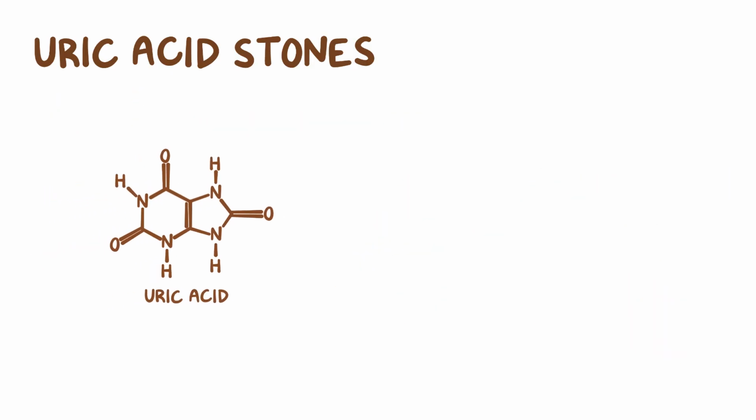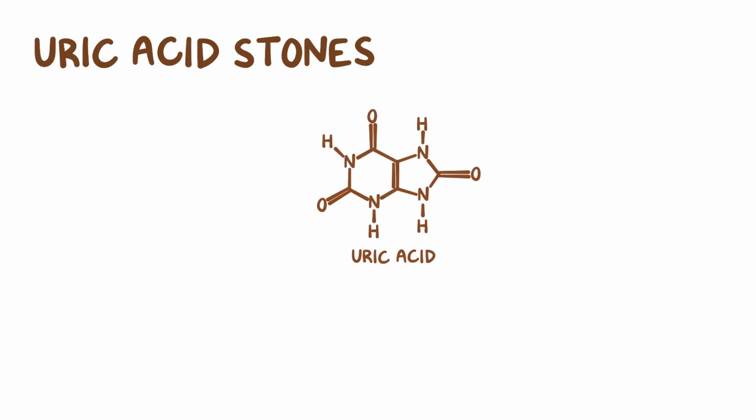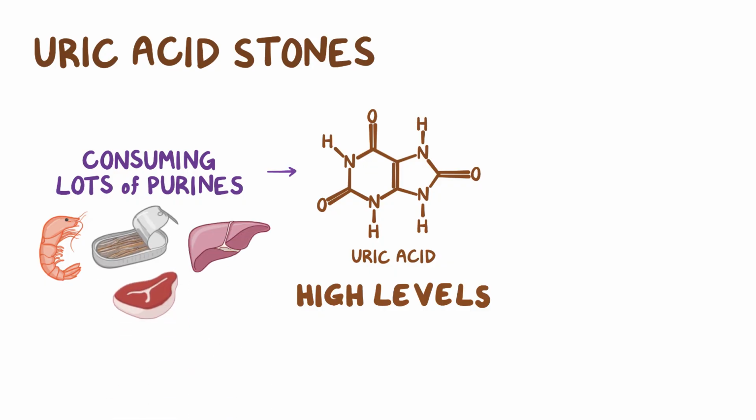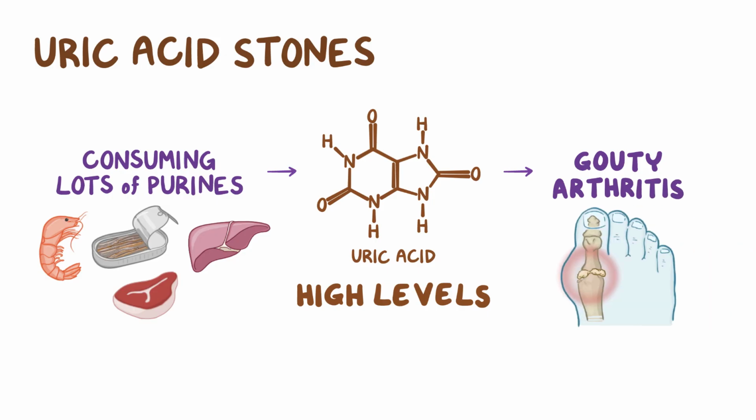Since uric acid is a breakdown product of purines, a very common reason for high levels of uric acid is consuming lots of purines. Purine-rich foods include shellfish, anchovies, red meat, or organ meat. High levels of uric acid can also cause gouty arthritis, most commonly in the first metatarsal joint, which is in the base of the big toe.